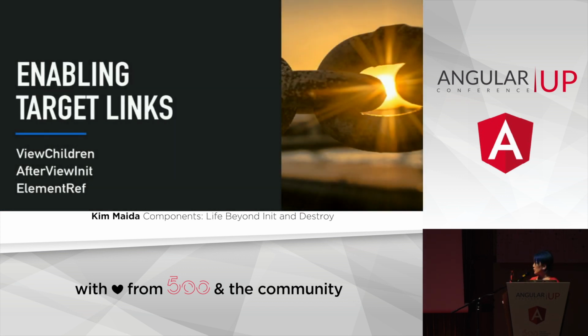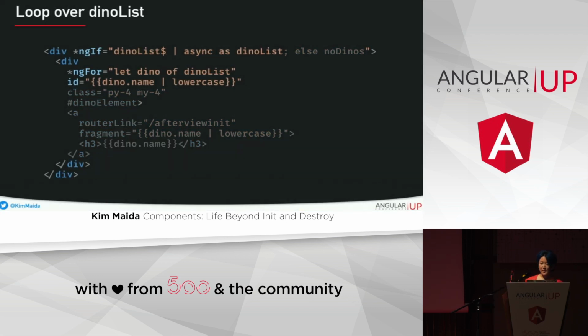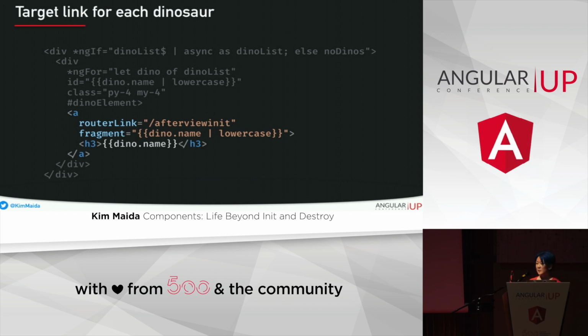Well, in order to enable the target links to behave the way we would expect them to, we're going to use a few things. We're going to use the viewChildren decorator. We can use the AfterViewInit lifecycle hook, and we can also use element references. So here's our template. And we're going to loop over the dinosaurs array, very familiar, it's still the same. Now note that each item has an ID that matches the dinosaur name. And then for each dinosaur, we're going to just display a link. And this link has a hash fragment, so it's like hash dinosaur name, right?